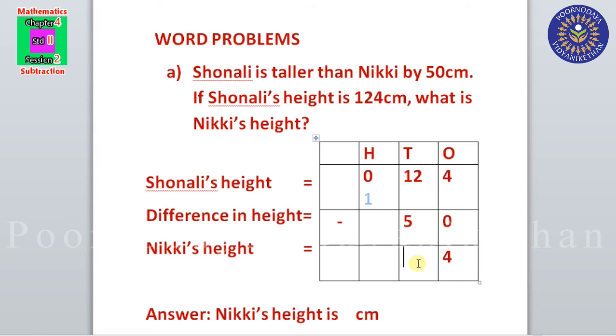Count 12 fingers on your hand and fold 5 fingers. And count the remaining fingers. 1, 2, 3, 4, 5, 6, 7. 12 minus 5 is equal to 7. Clear? Then here in hundreds place there is no number, only 0. So what is the answer? 74. Nikki's height is 74 centimeters. Did you understand?